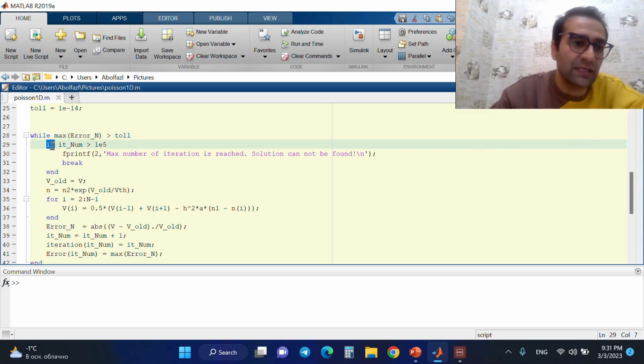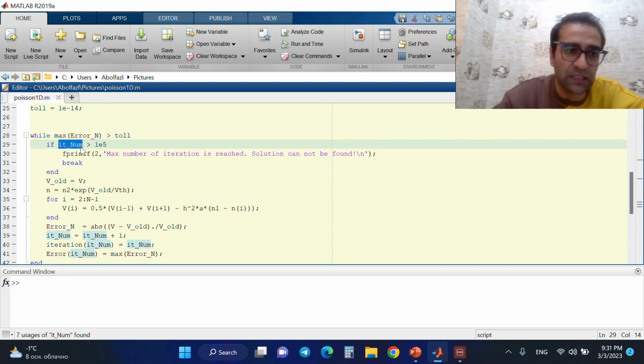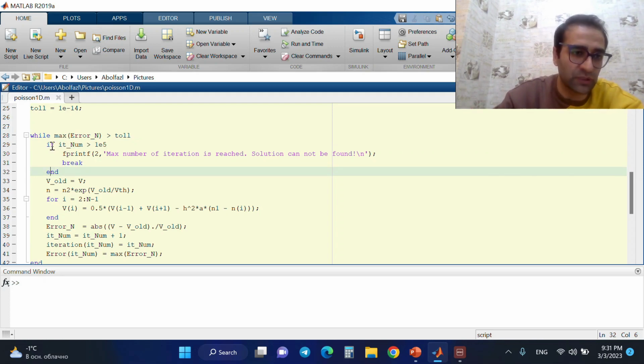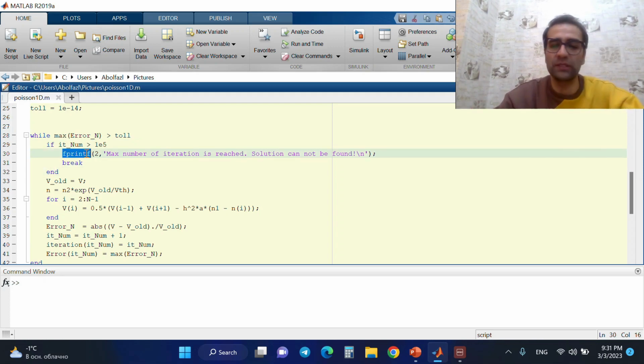And in this command, I say that if the iteration number is greater than some number, I defined it to be 100,000, break the calculation. And this end is for this loop. And here you can print some command like a warning or error.